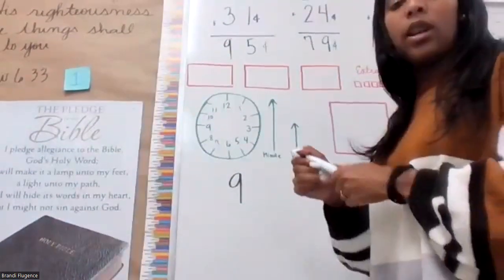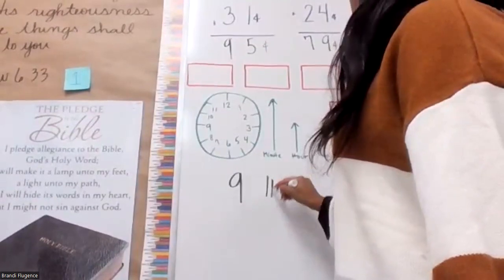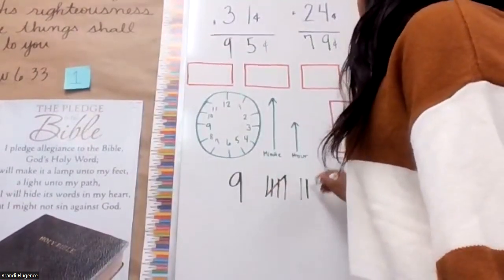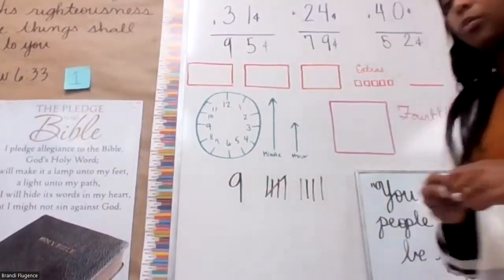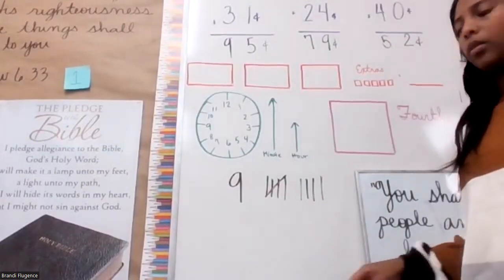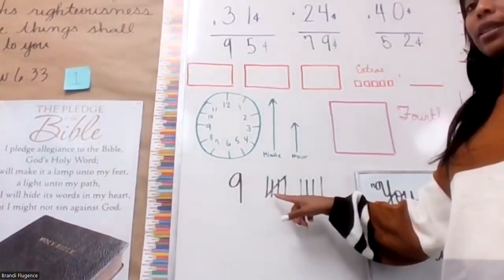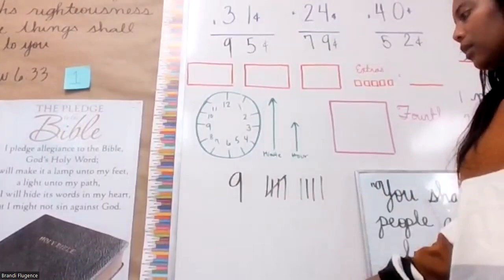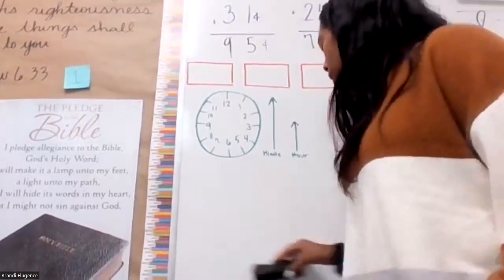All right, guys. So this is what 9 should look like. You have 1, 2, 3, 4, 5, 6, 7, 8, 9. You put 9 of these. That's not 9. That's 5. All right, let's do another number.